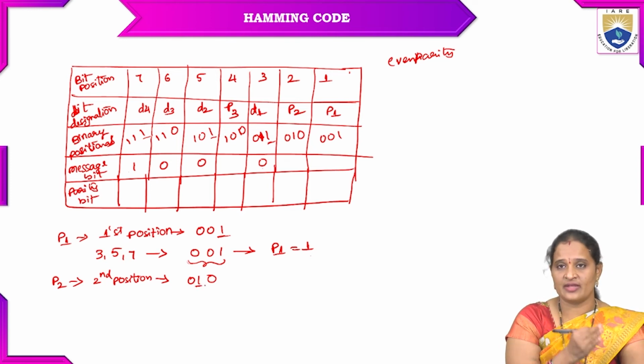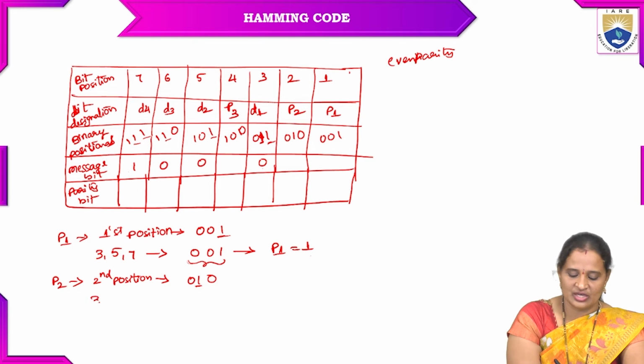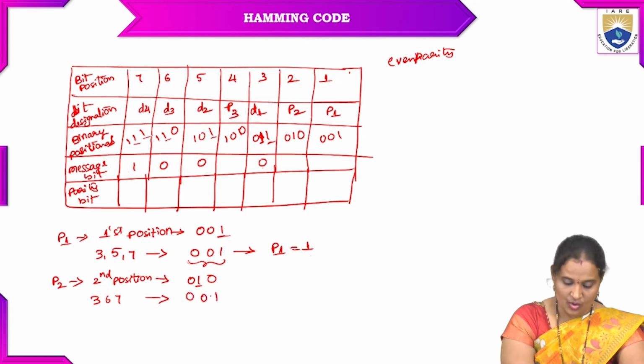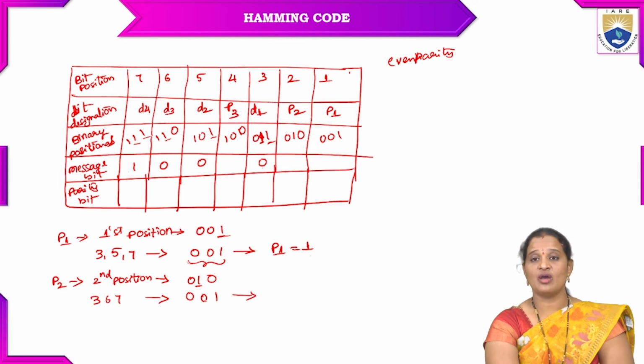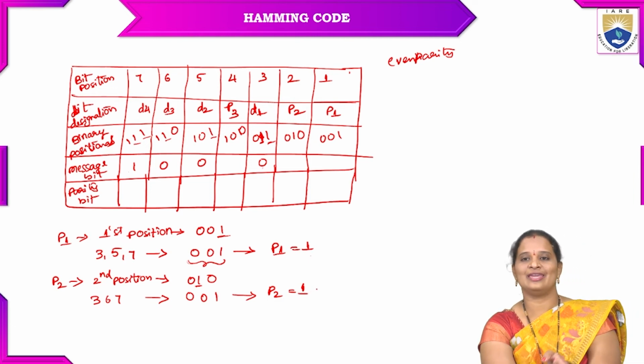Now check for all the other positions which have their second bit as 1. So it is 3 again, and next 6, 7. So 3, 6, 7. What is the value in the third position? Third position it is 0, 6 it is 0, and 7 it is 1. Again, how many ones do we have? 1, which is odd again. So again P2 must be taken as 1 in order to make it even.